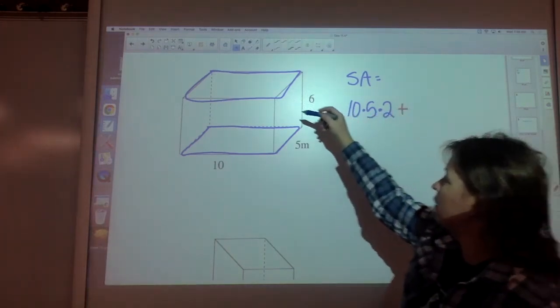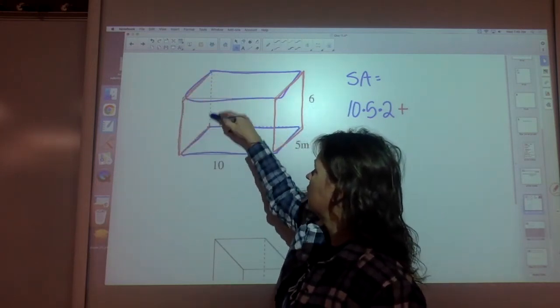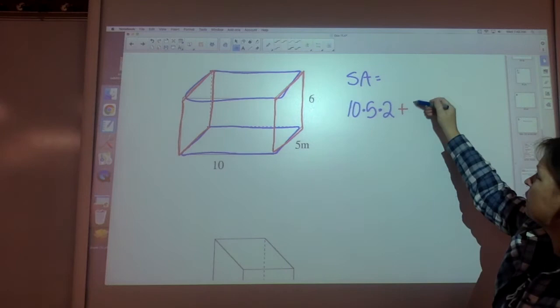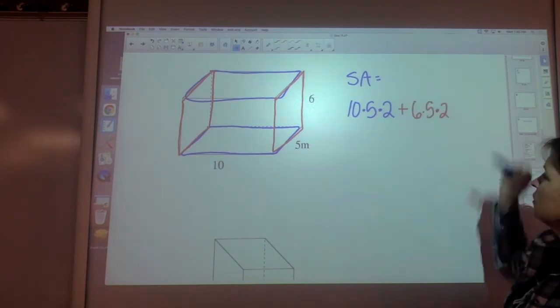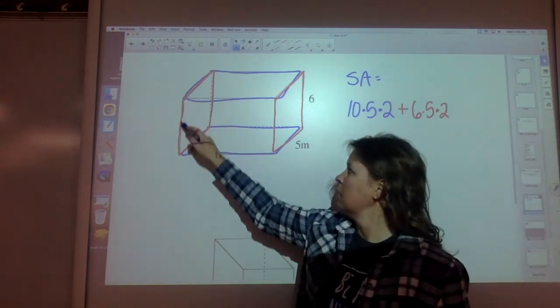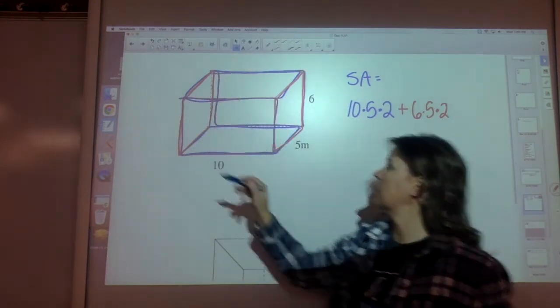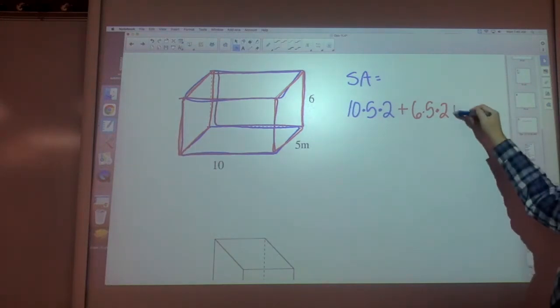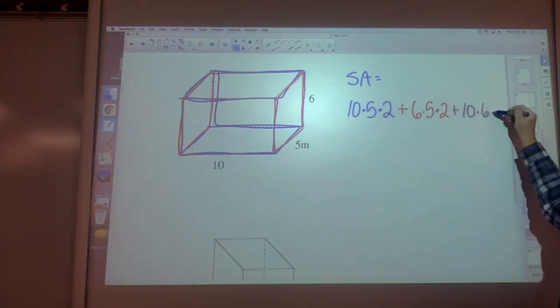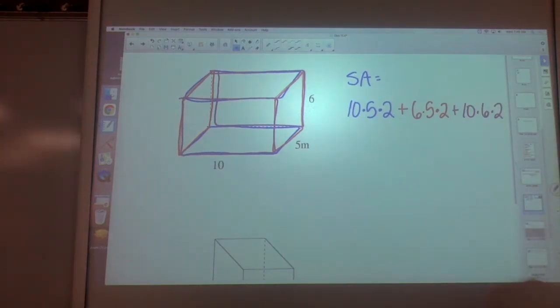Plus, you also have a left and a right rectangle. Those are 6 times 5, times 2. And don't forget, you have a front facing at you and a back rectangle. The front is 10 wide by 6 high, and there are 2 of those. So how do you find surface area? You find every piece. If there's a shortcut, you take it, in other words, saying that there's 2 of each. Add that all up. Calculate it all at once.